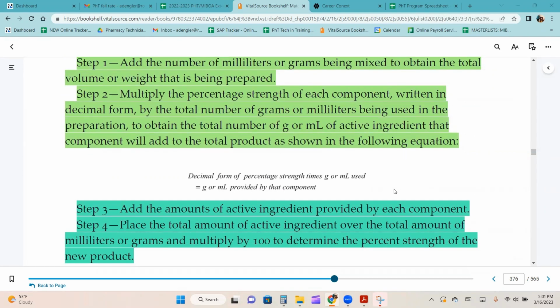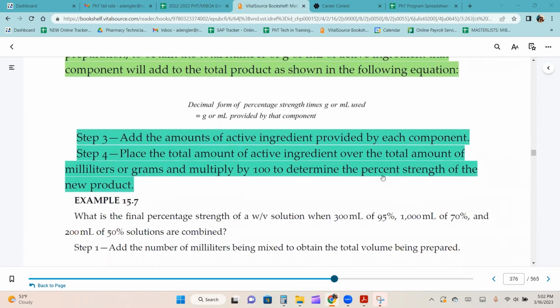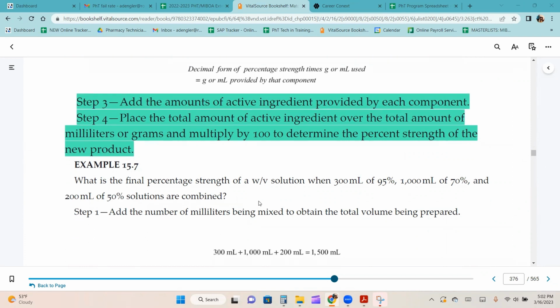Decimal form of the percentage strength times grams or milliliters used equals grams or milliliters provided by that component. Step 3, add the amounts of active ingredient provided by each component. Step 4, place the total amount of active ingredient over the total amount of milliliters or grams and multiply by 100 to determine the percent strength of the new product. All right, so let's do example 15.7.